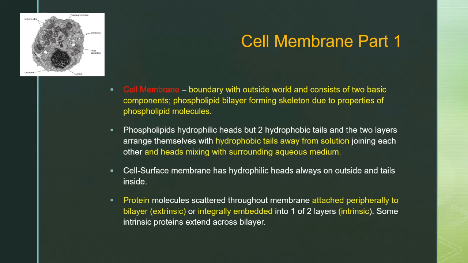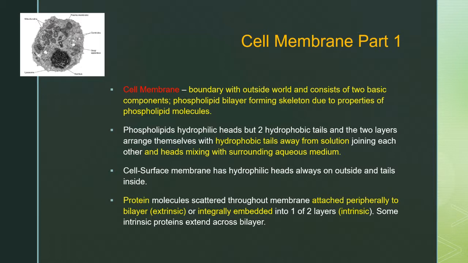Now to the big one, which is the cell membrane. This is the one they go in most in depth with. So the cell membrane is basically a boundary of the outside world, and it consists of 2 basic components. The phospholipid bilayer, forming the skeleton due to the properties of phospholipid molecules.